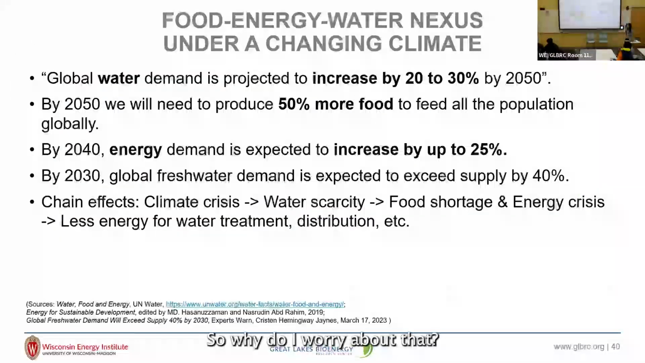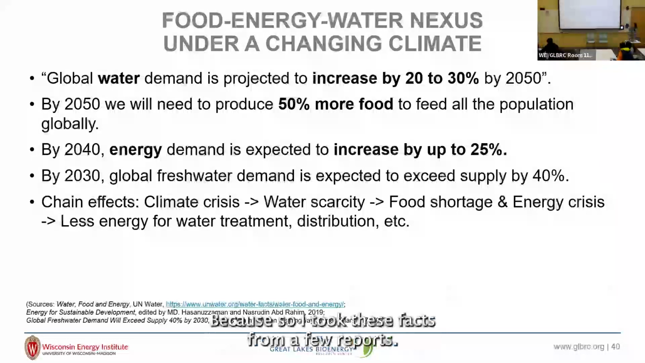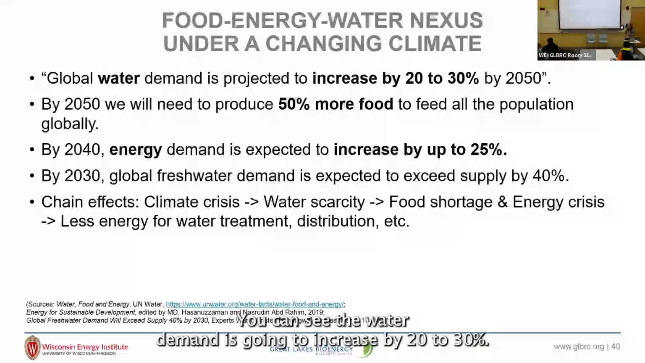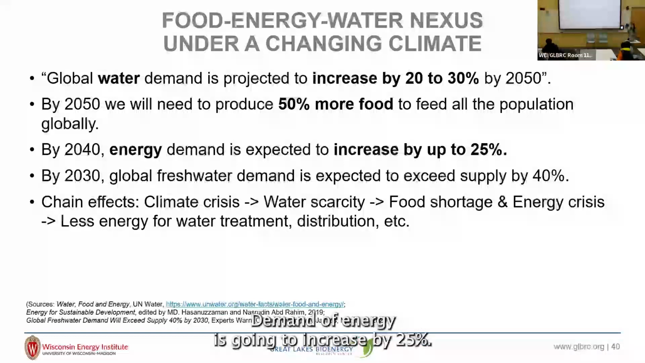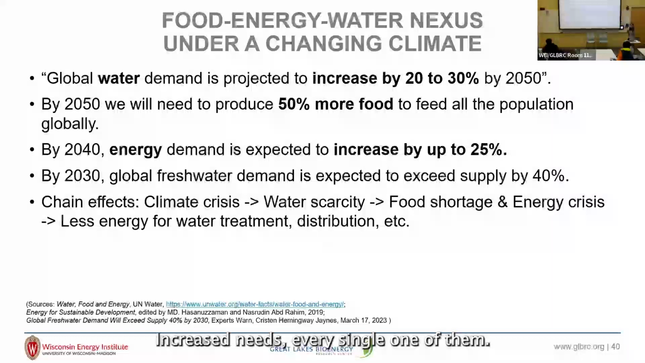So why do I worry about that? Because I took these facts from a few reports. You can see the water demand is going to increase by 20 to 30%. The demand for food is going to increase by 50%. Demand of energy is going to increase by 25%. What's the common thing here? Increased needs, every single one of them. But your freshwater supply is going to be short by 40% in 7 years. It's very scary here. And you can easily see kind of a chain effect here.